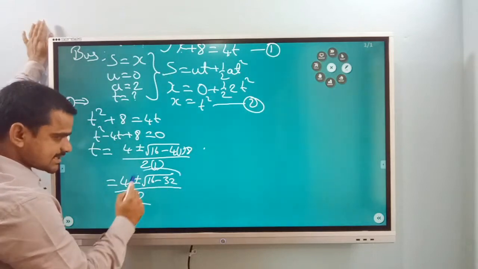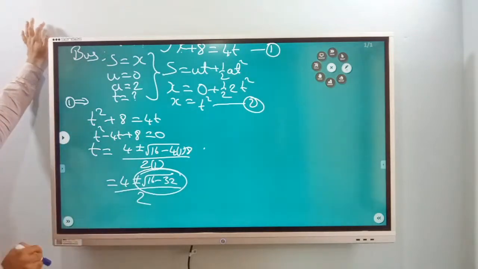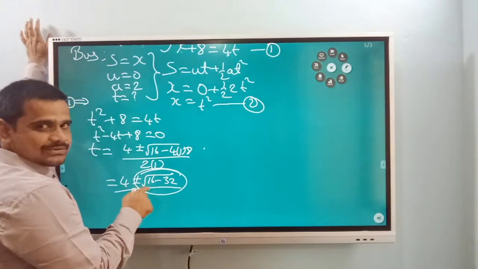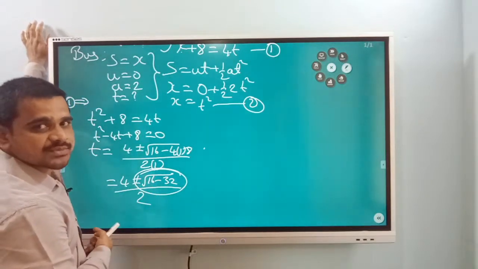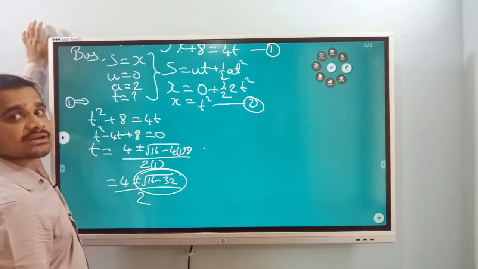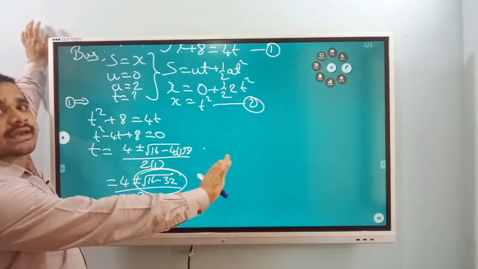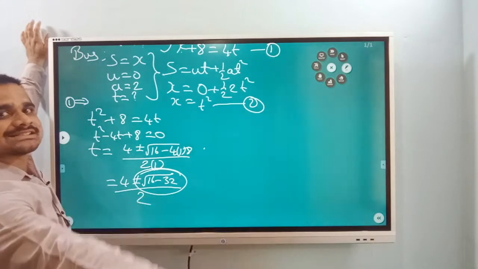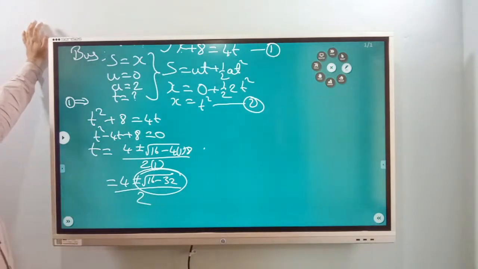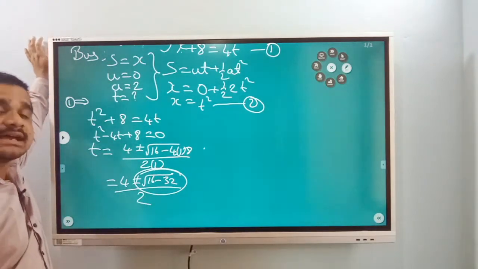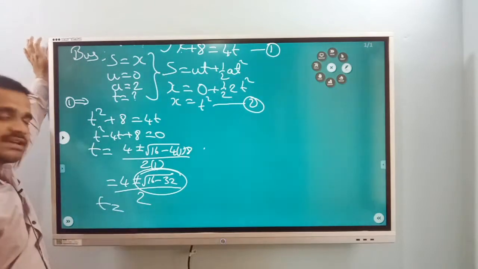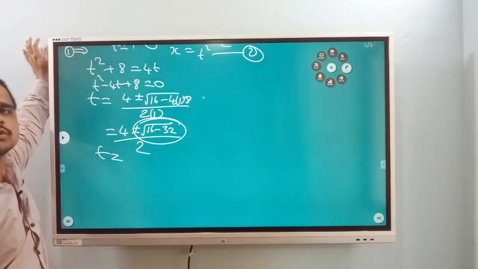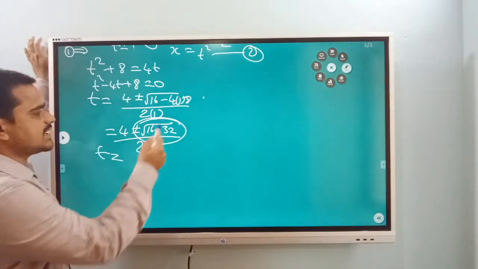If you observe this expression, inside the root I'm getting a negative. Inside the root I'm getting a minus. What is the meaning of that? Imaginary roots. It means the boy cannot catch the bus. Very good point. The boy cannot catch the bus. I'm not getting the t value; the roots of t are imaginary here.